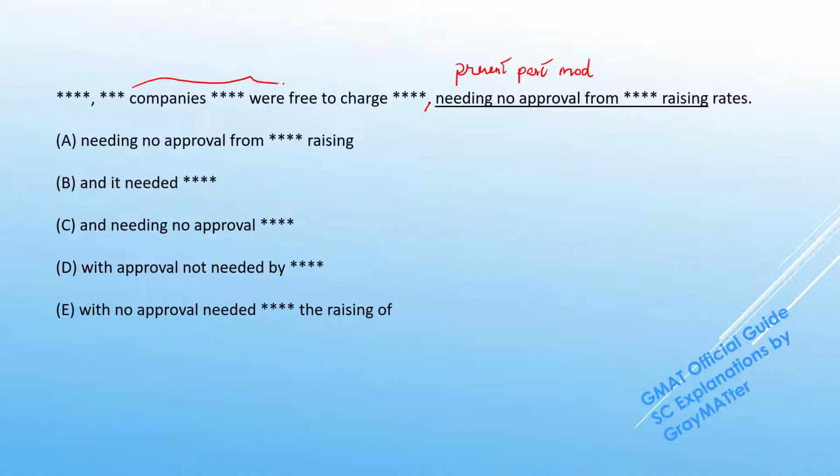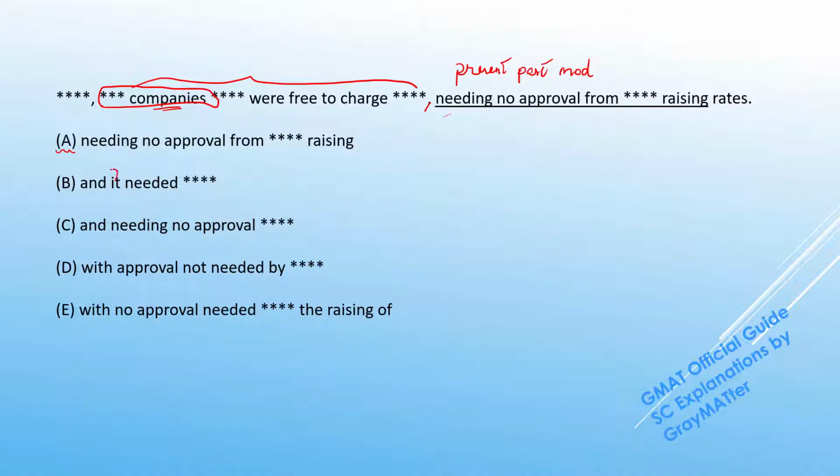Remember that it modifies the whole clause in front of it while applying to the subject, these insurance companies. So they were free to charge because these companies need no approval from regulators before raising rates. So the construction and the logic of A seems just fine. We can hold on to that.